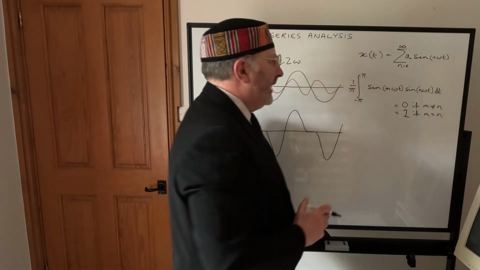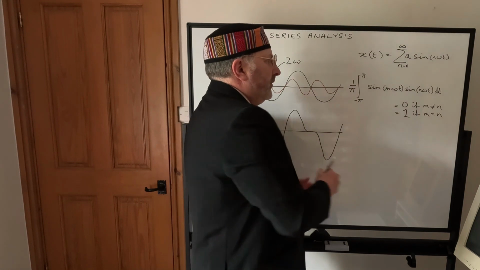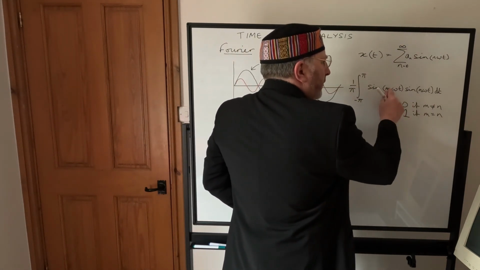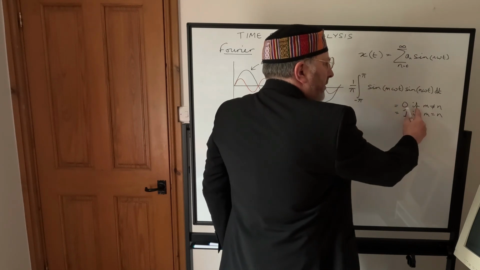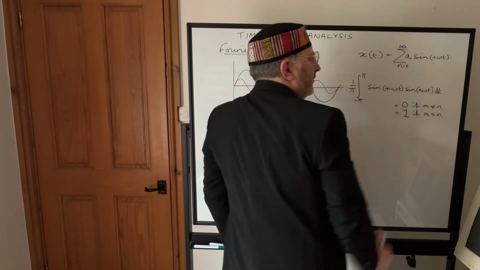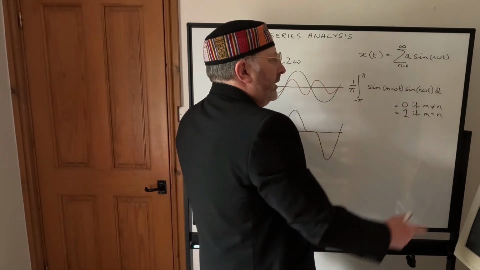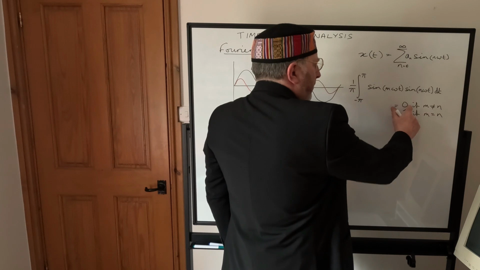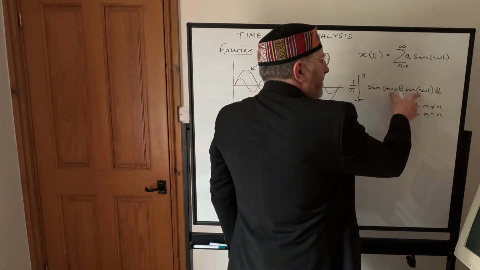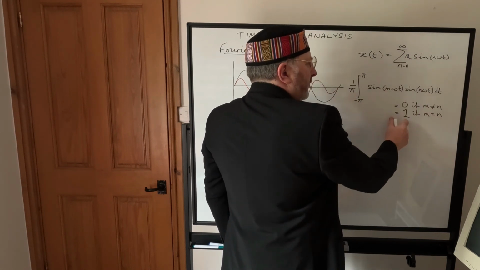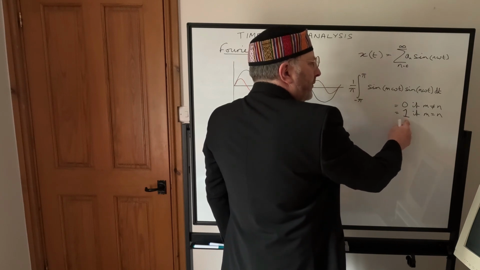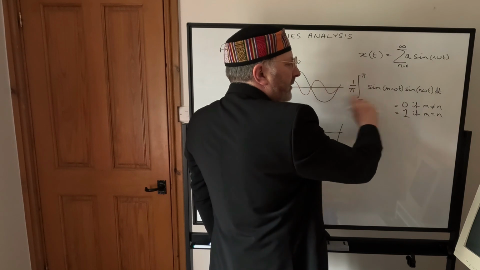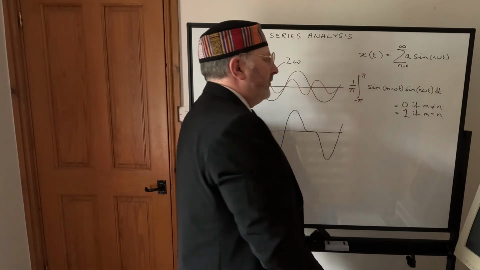I'll put a 1 over pi in front of that. So the integral from minus pi to pi of two different sine waves is 0 if m is not equal to n. Doesn't matter what they are, but if they're not equal, the integral comes to 0. It's only when m and n are equal that this has a value of 1. If m equals n, if I didn't put the 1 over pi in front, it would be pi. So I put the 1 over pi in front, so it equals 1.